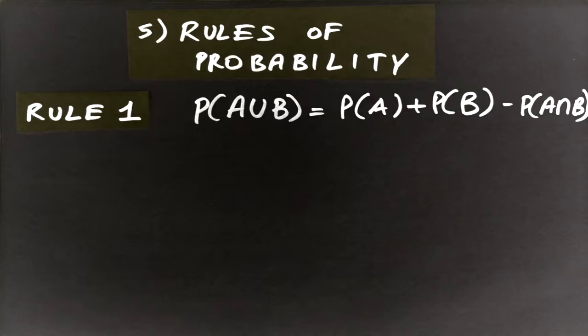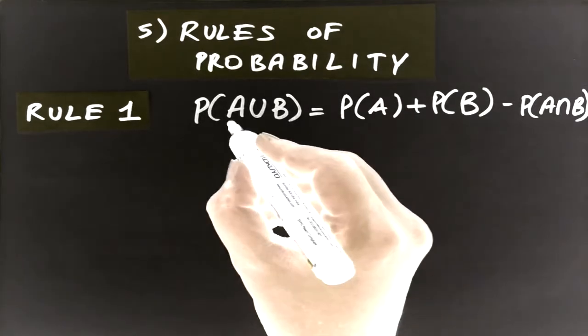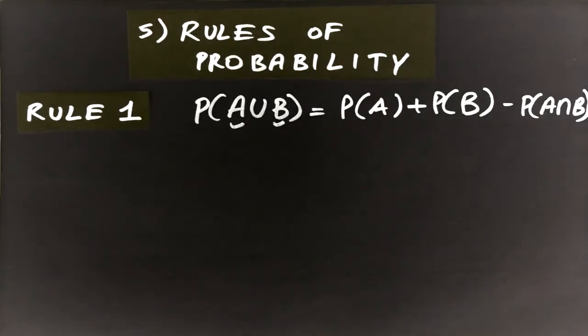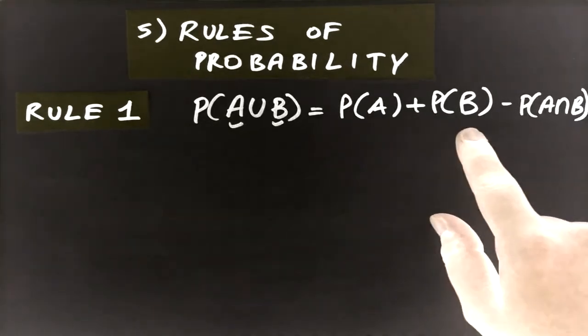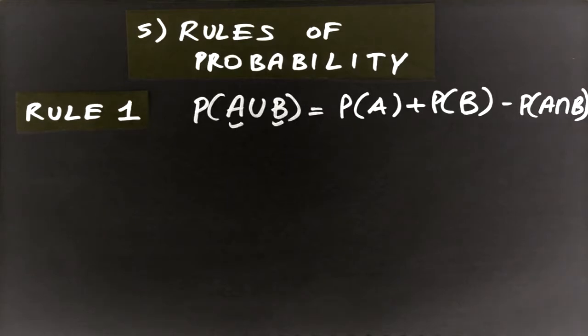This is the rule number 1. It says if there are any two events A and B, then the probability of their union will be equal to probability of A plus probability of B minus probability of intersection of A and B.